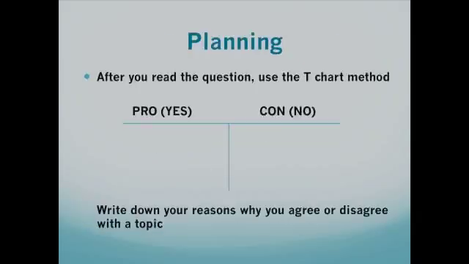So planning. After you read the question, you may want to use the T-chart method. This is where you just draw a T on a piece of scratch paper, and you say, okay, based on this question, I agree, I disagree, here's the pro, here's the con. Whatever it is, you're going to write down your reasons why you agree or disagree with the topic. This gives you an idea of what your thesis is going to be. And then also, if you come up with 3 of these things, it gives you an idea what your body paragraphs are going to be about. So the only thing you're really left with is writing a conclusion, and we've kind of talked about that earlier, how to come up with an effective conclusion.